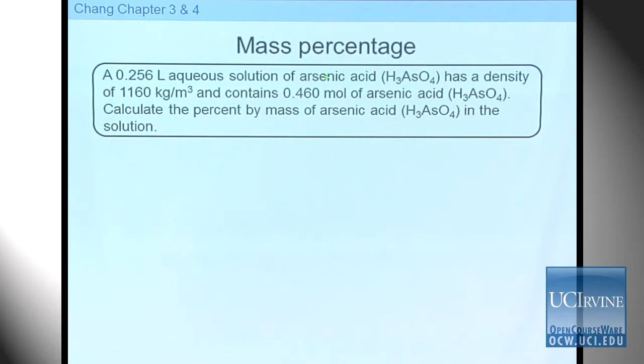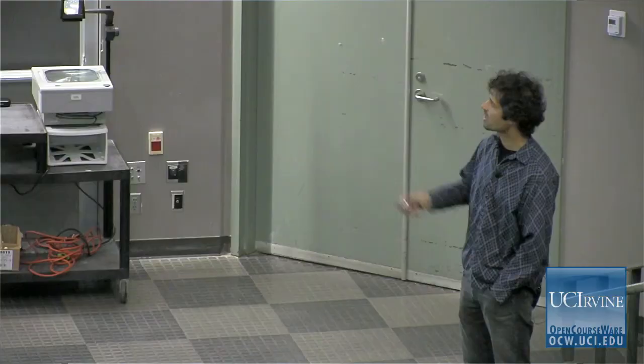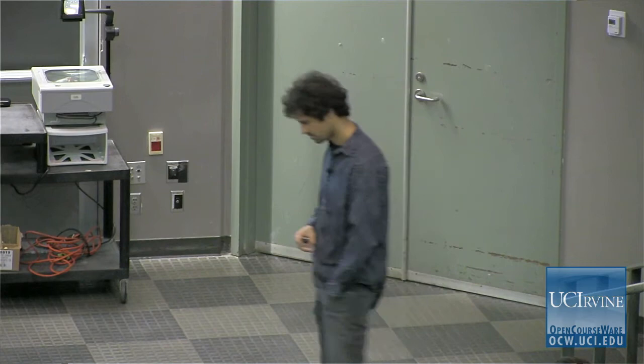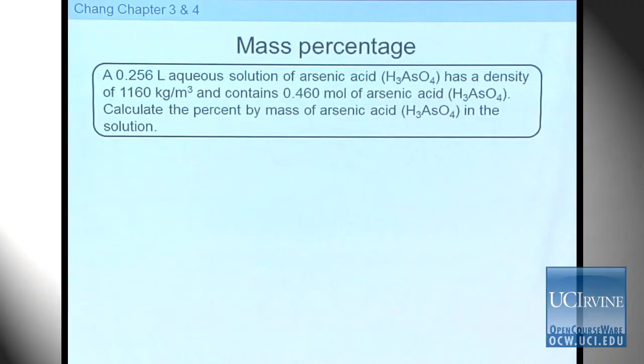It says that I have this much of arsenic acid, and knowing this, I need to calculate the mass percentage of this stuff in the solution. Now this is a question, I don't think we have done a question exactly like this, but it shouldn't matter. Okay? You shouldn't be able to solve just questions you've done before. You should be able to solve questions you have not done before. This is something we should be able to calculate.